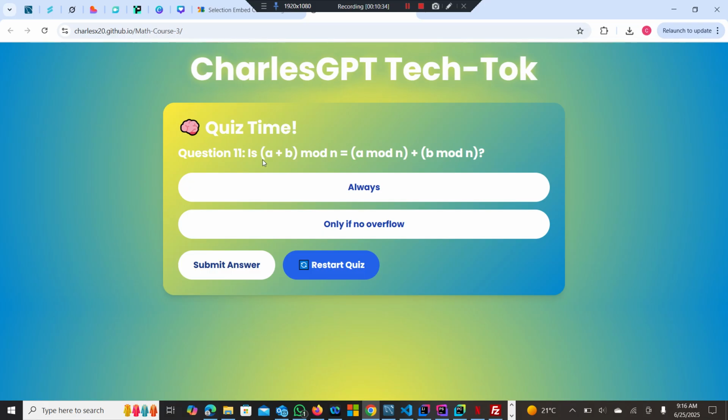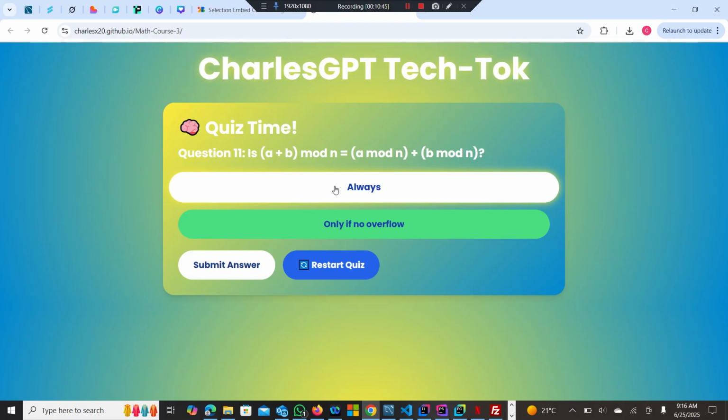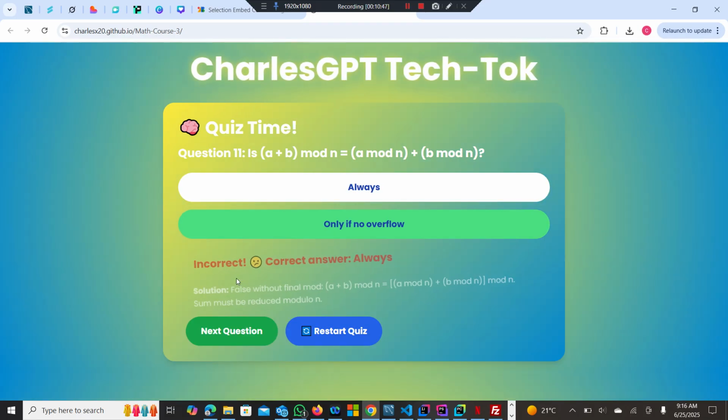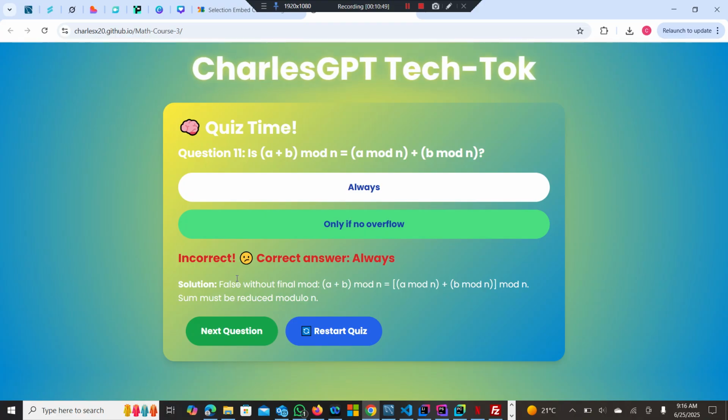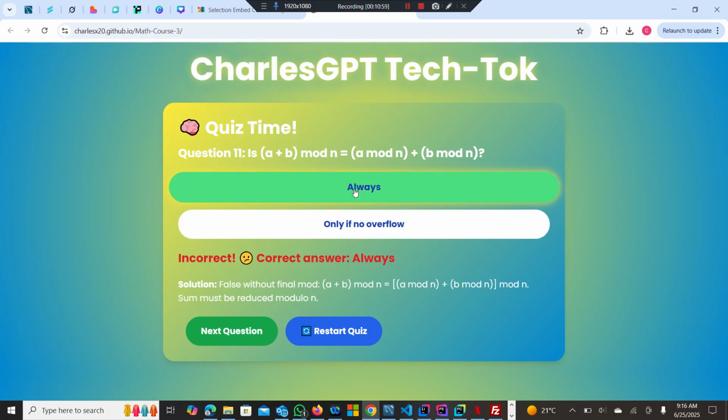Question 11 is A plus B mod this. No, wait, I don't know what it gave us as the answer for this. Oh, always. Okay, yeah, it's true. It's always.